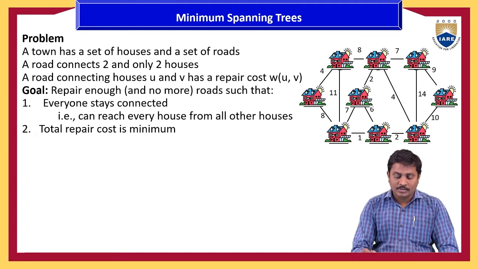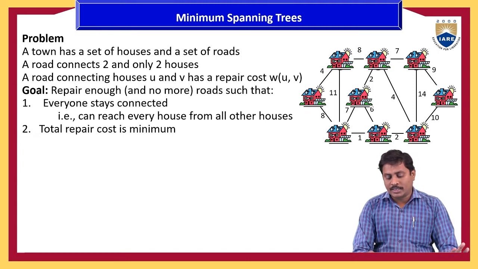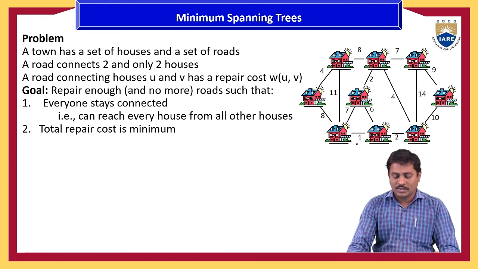Here a road connects two houses. That is one condition. And also a road connecting houses U and V has a repair cost W(U, V). So here we minimize the cost while connecting all the houses. Here we see these are the houses.